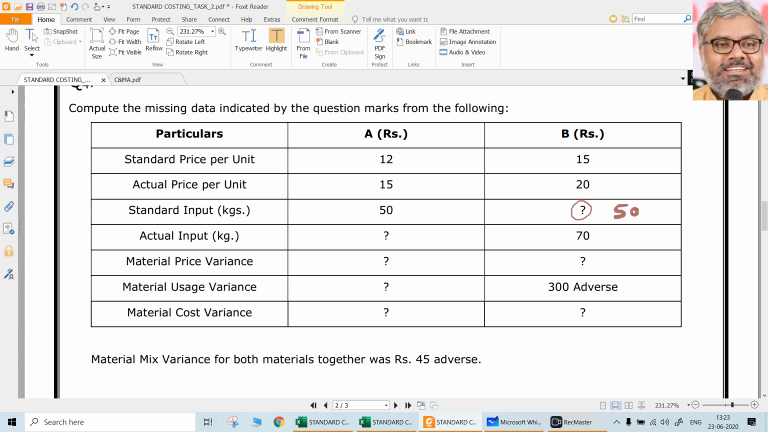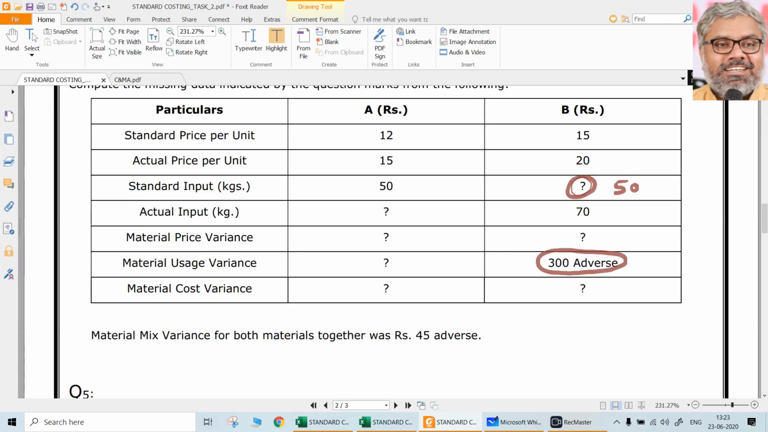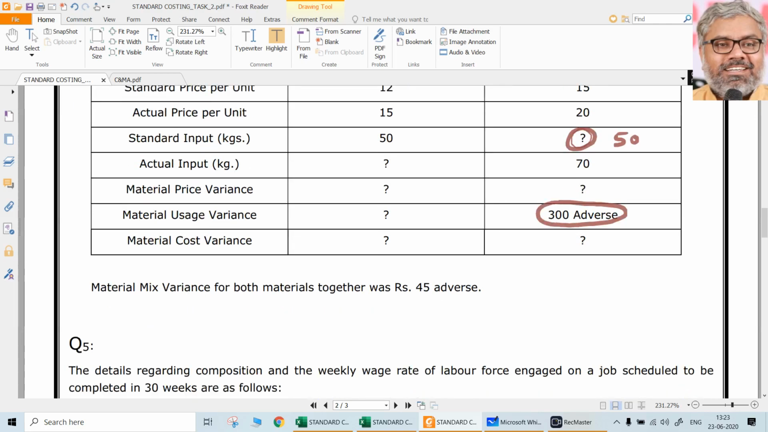Then actual quantity for material A we don't know. For material B we know. So with one variance which was given, we could break the standard quantity for material B, and actual quantity for material A we don't know. For that, yes, there is one more clue that is given. We have to use that. We cannot get the answer just like that. We have to use the information given, substitute, put pen on paper, then we get it.